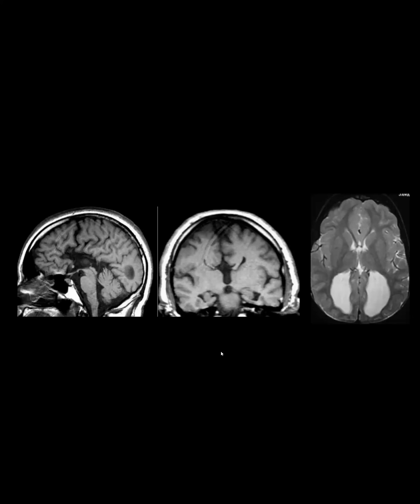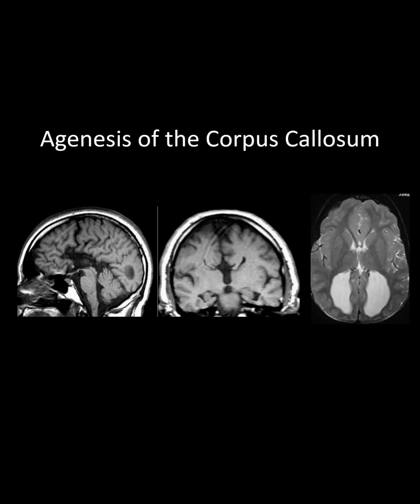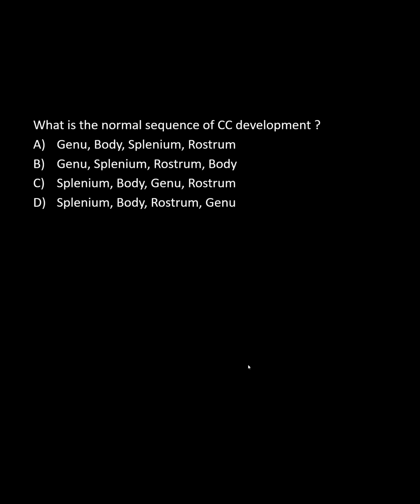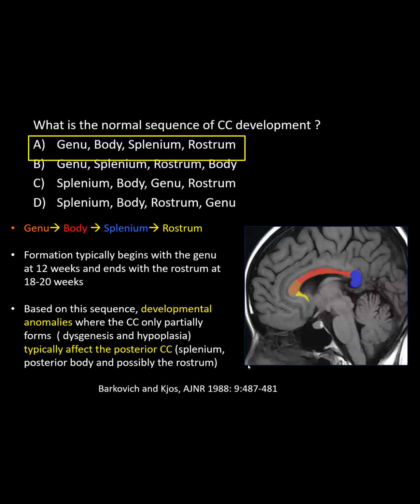Okay, so this is an example of agenesis of the corpus callosum. How does the corpus callosum typically form? I think classically they talk about how it forms from front to back: genu, body, isthmus, and then splenium, and the rostrum kind of forms last. So overall, front to back.